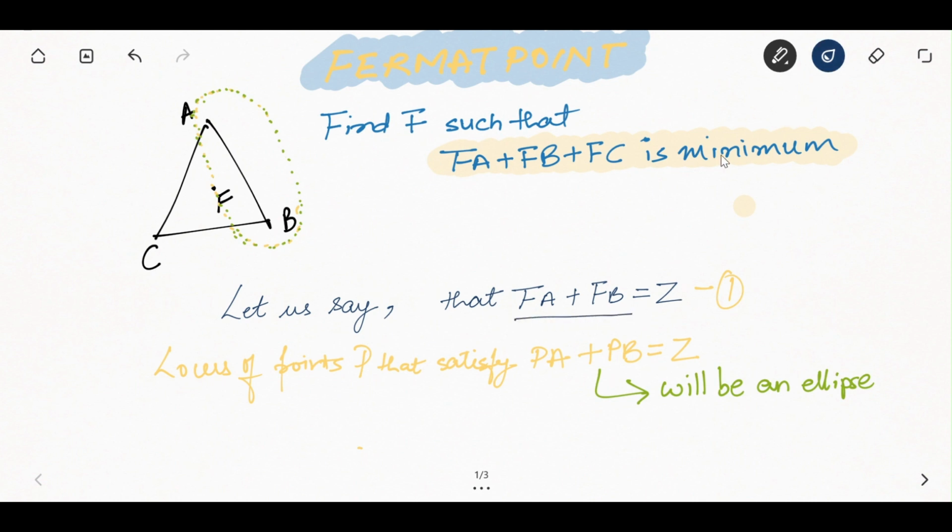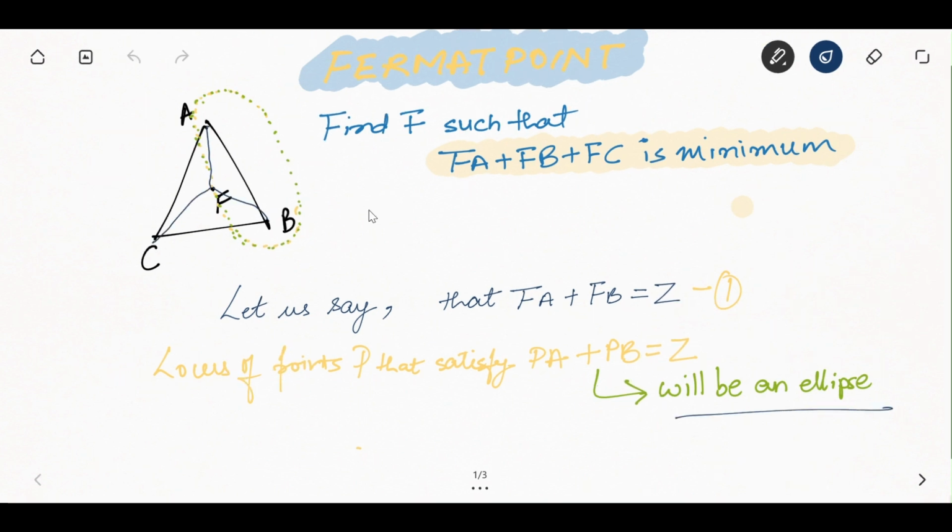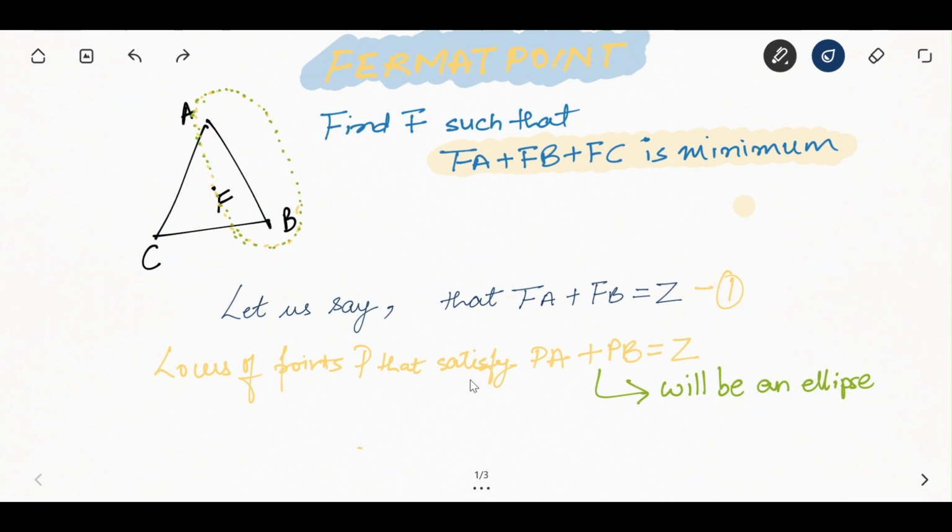plus FB is equal to z. So if FA plus FB is z, then what we are now going to do is find out all the points P, or the locus of points P, so that they satisfy this condition that PA plus PB is equal to z. Of course, if this is the condition that we want point P to satisfy, then it will automatically create an ellipse, because this is the definition of an ellipse. So the locus of the points P is going to create an ellipse.